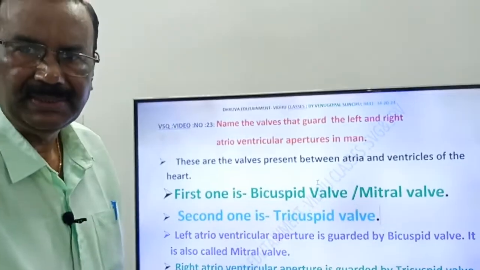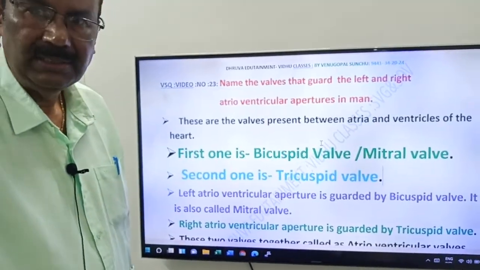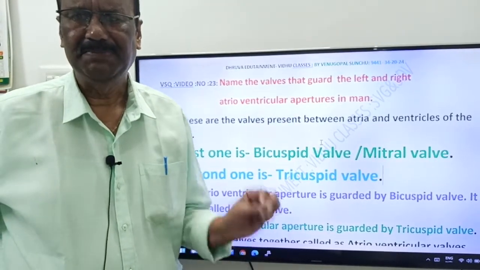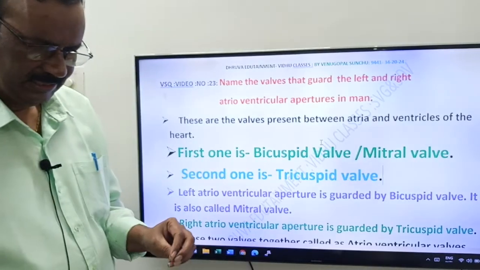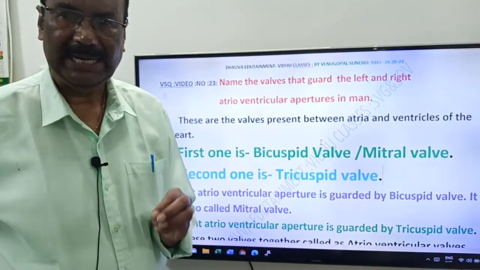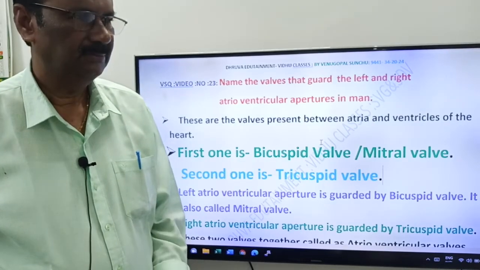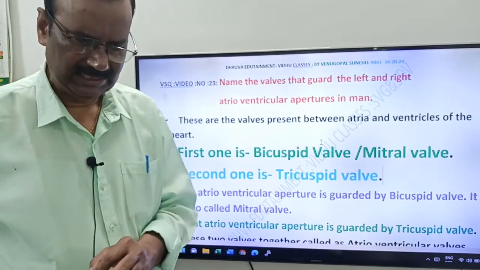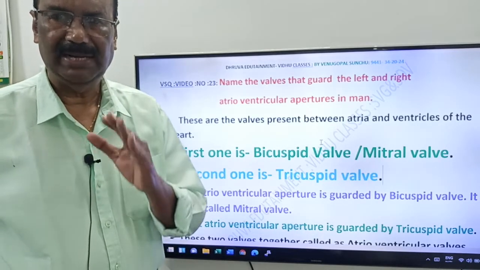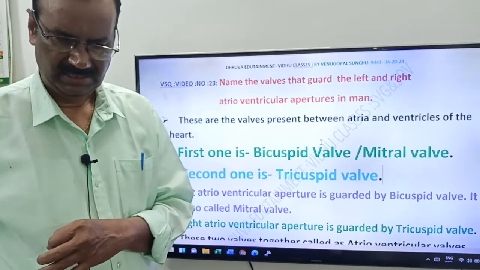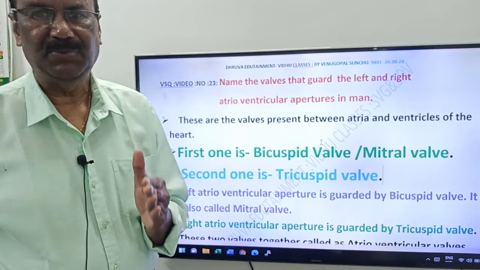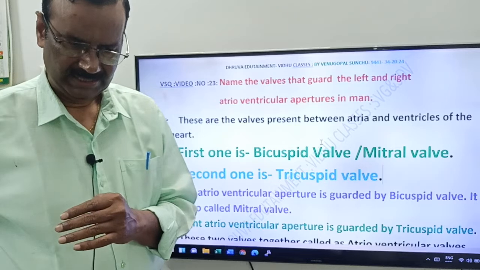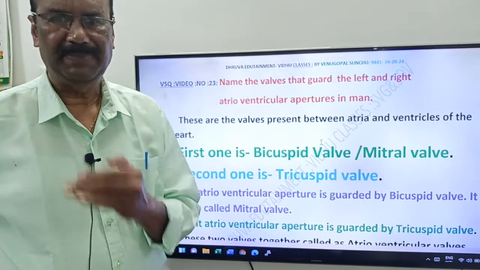This is from second year zoology, the circulatory system. Simple question, friends. What is that question? Name the valves that guard the left and right atrioventricular apertures in man. You have to write the names of the valves which are present between the left and right atrioventricular apertures.